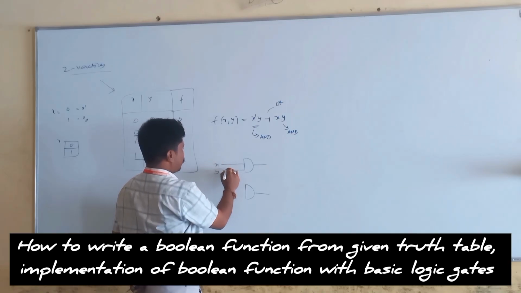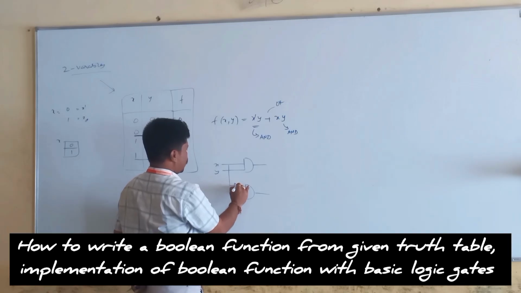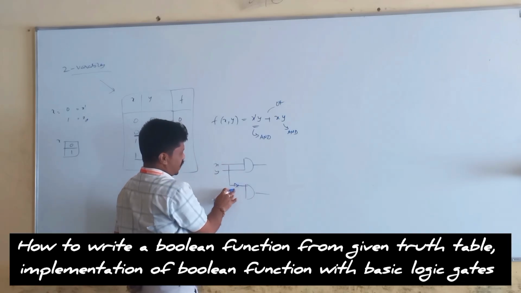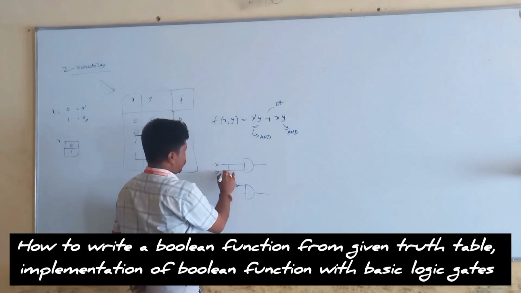Then, if I take this one as the x dash, the x dash is what here? This x becomes the x dash here. Then there is the y. Then also I can take the y itself from here only.